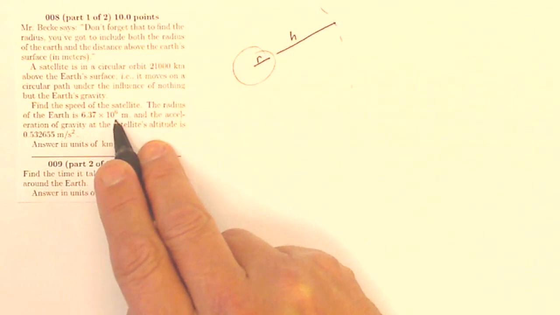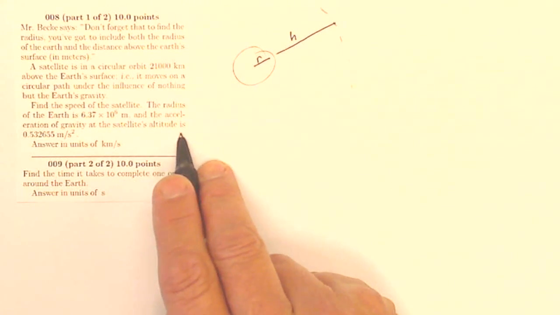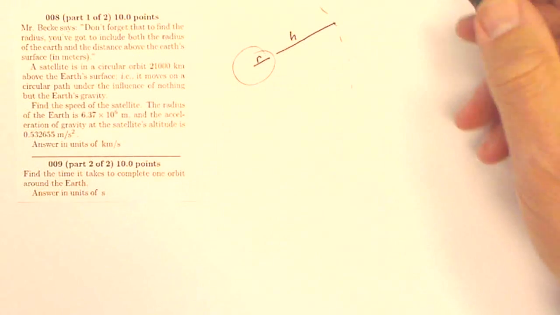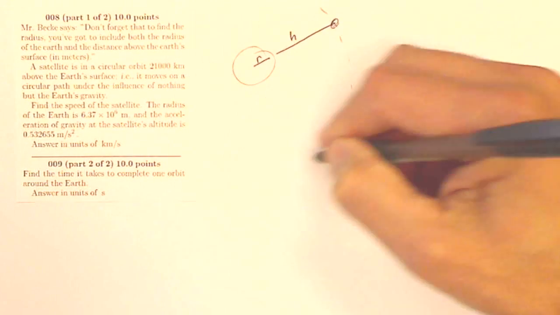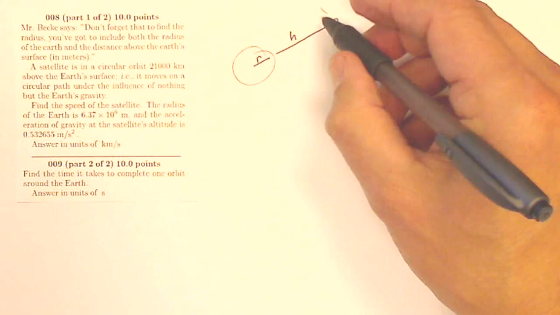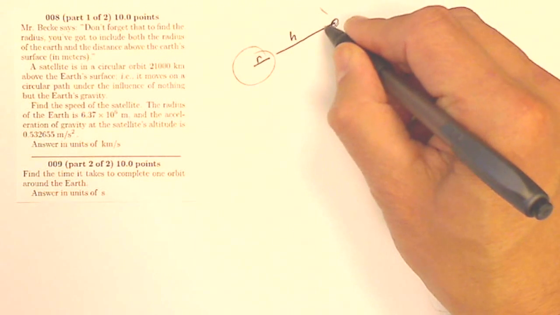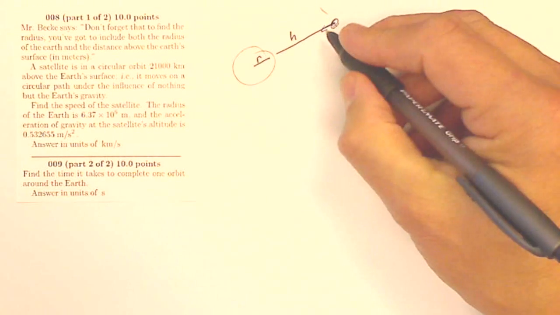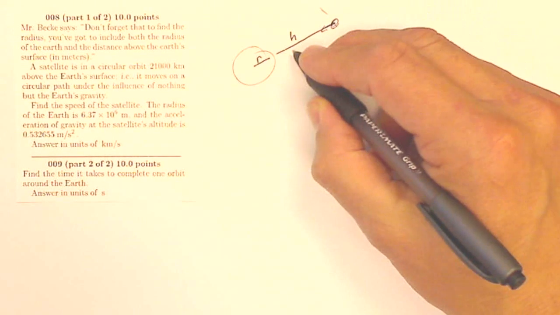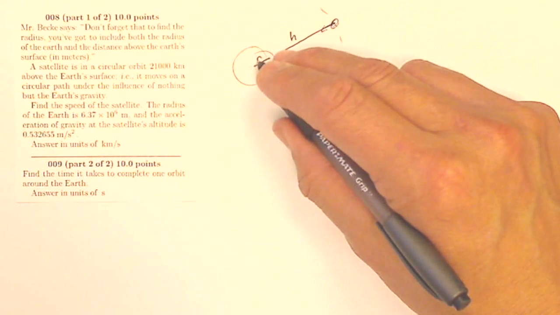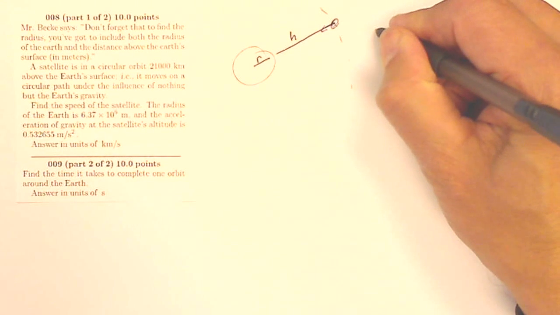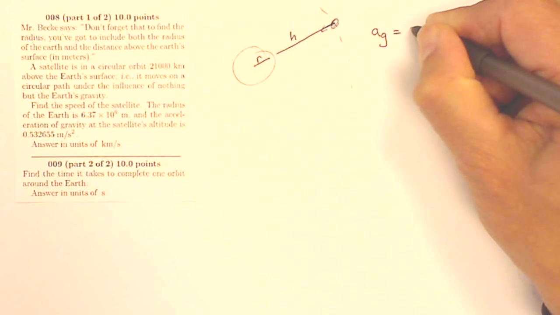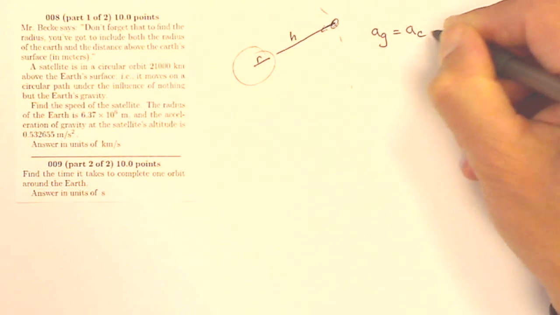The radius of the Earth is this, and the acceleration of gravity at the satellite's altitude is this. That's interesting. So why does the satellite go around the Earth? Because it's got a force on it, and that force is the universal gravitational force pulling it towards the center of the Earth. I can also think that that force is accelerating the satellite, and that force of gravity accelerates the satellite such that the acceleration of gravity is going to be a centripetal acceleration.